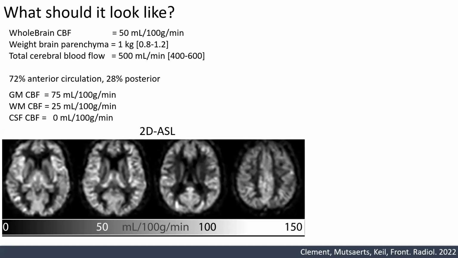So these are averaged images across a population, so they look nicer. And if the quality is really good, then you can see that there's a contrast between the white matter and the CSF, because in the CSF, we assume that the perfusion is 0. And in the white matter, it should still be around 25, and in the gray matter, 3 times as high.